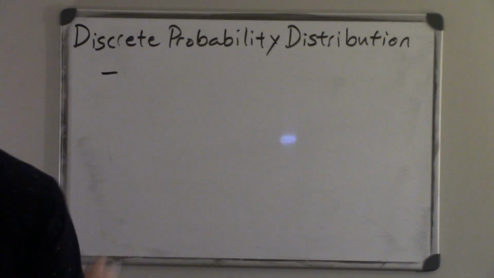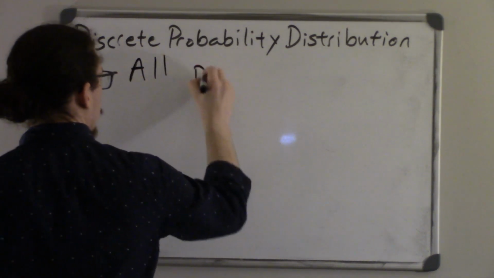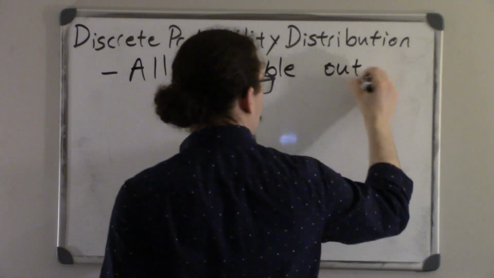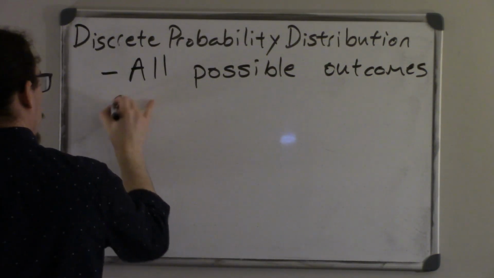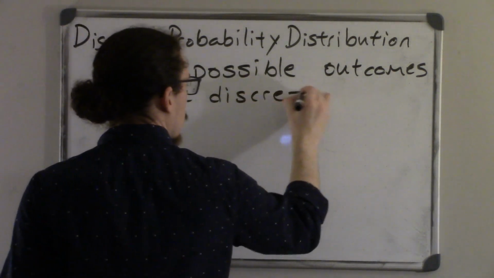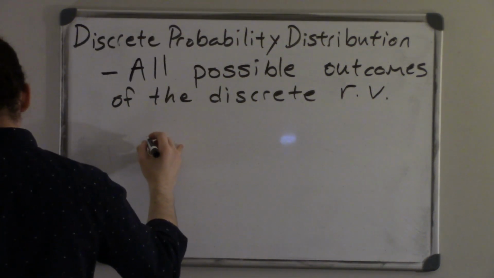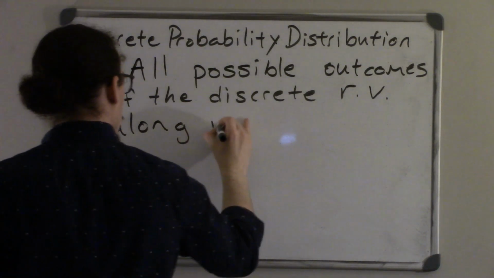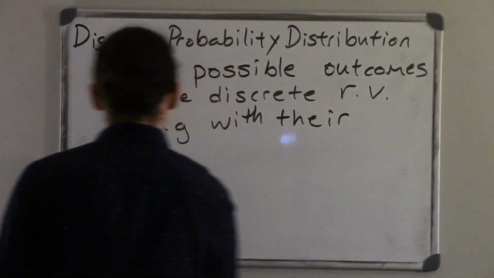So a discrete probability distribution is all possible values. We could also say all possible outcomes of the discrete random variable along with their associated probabilities.